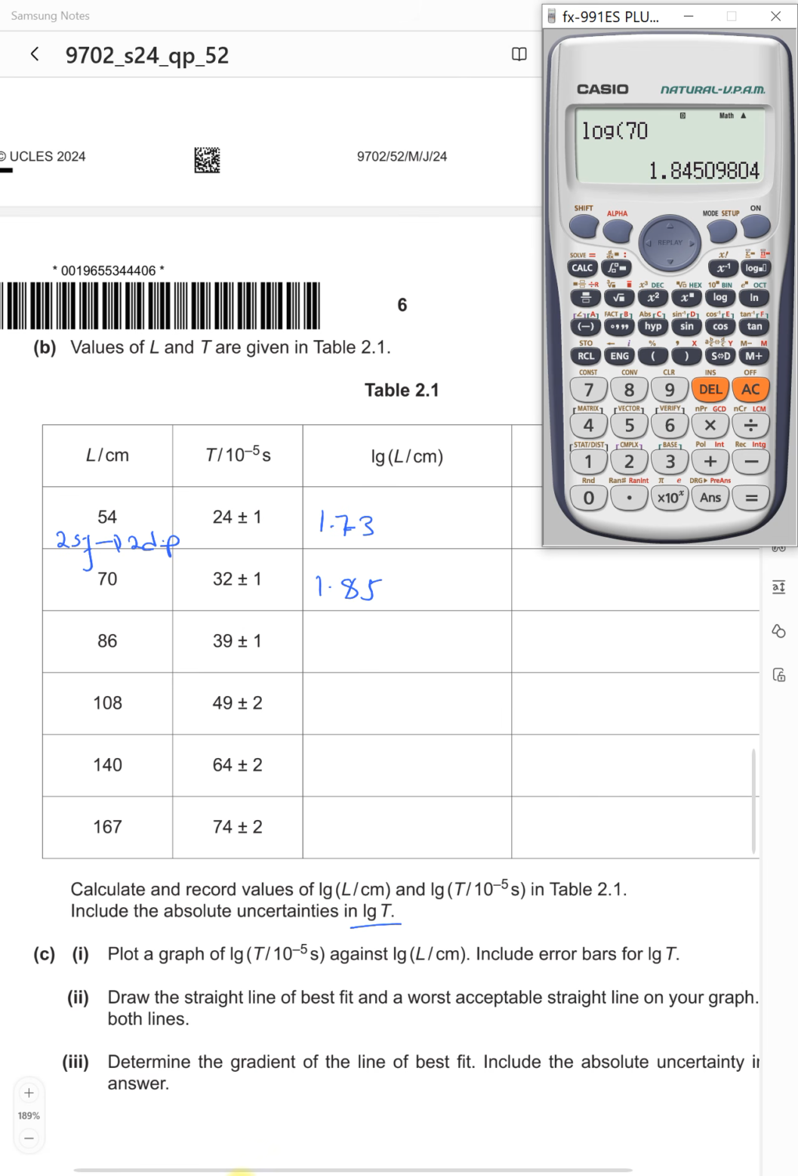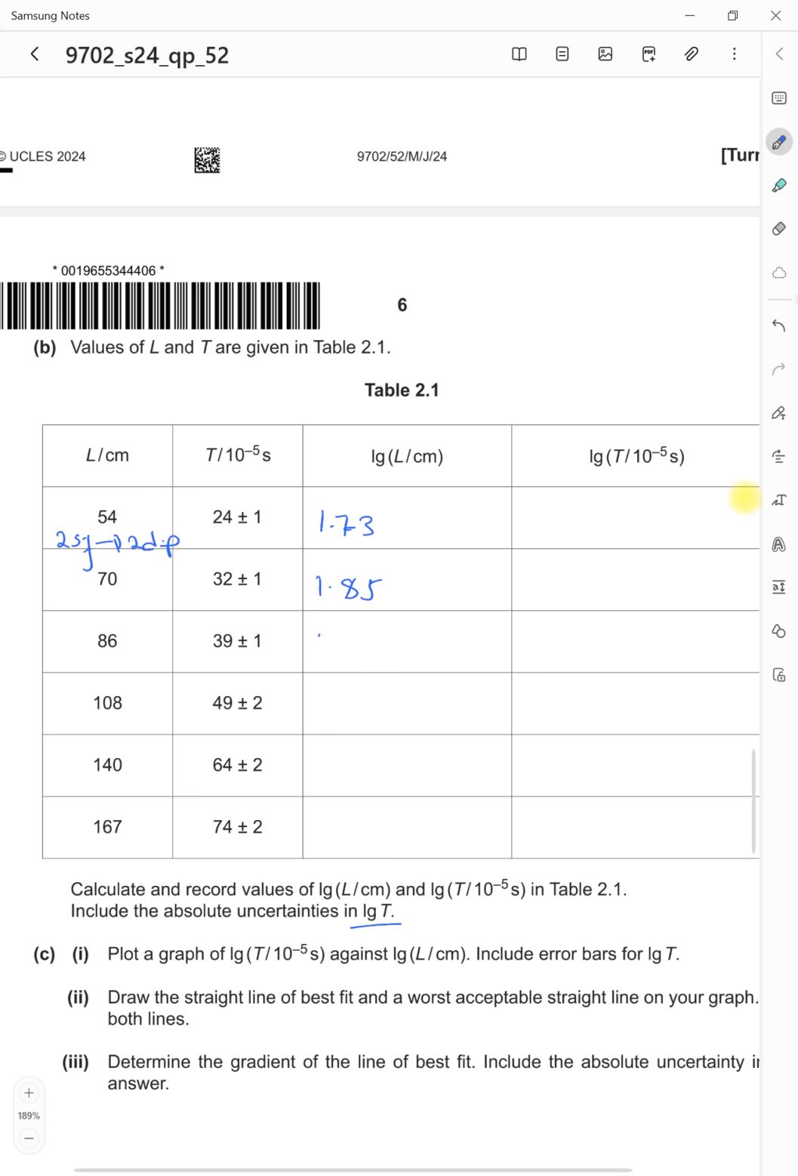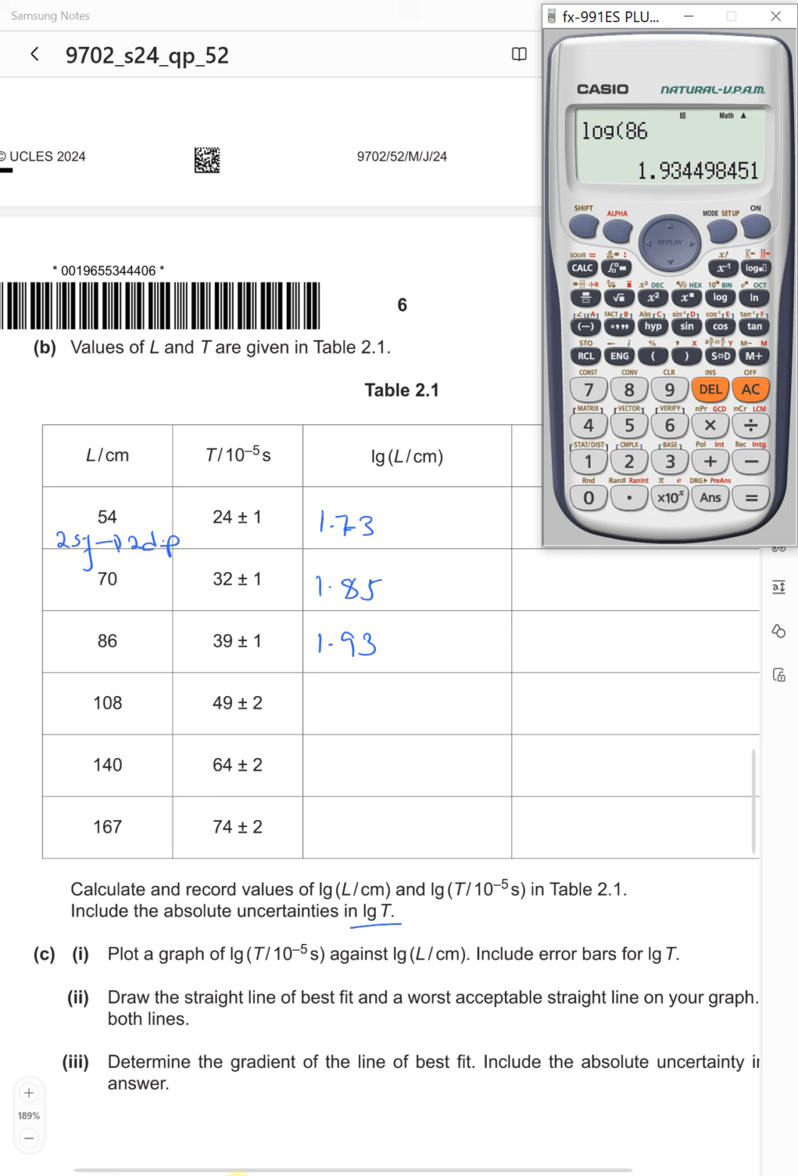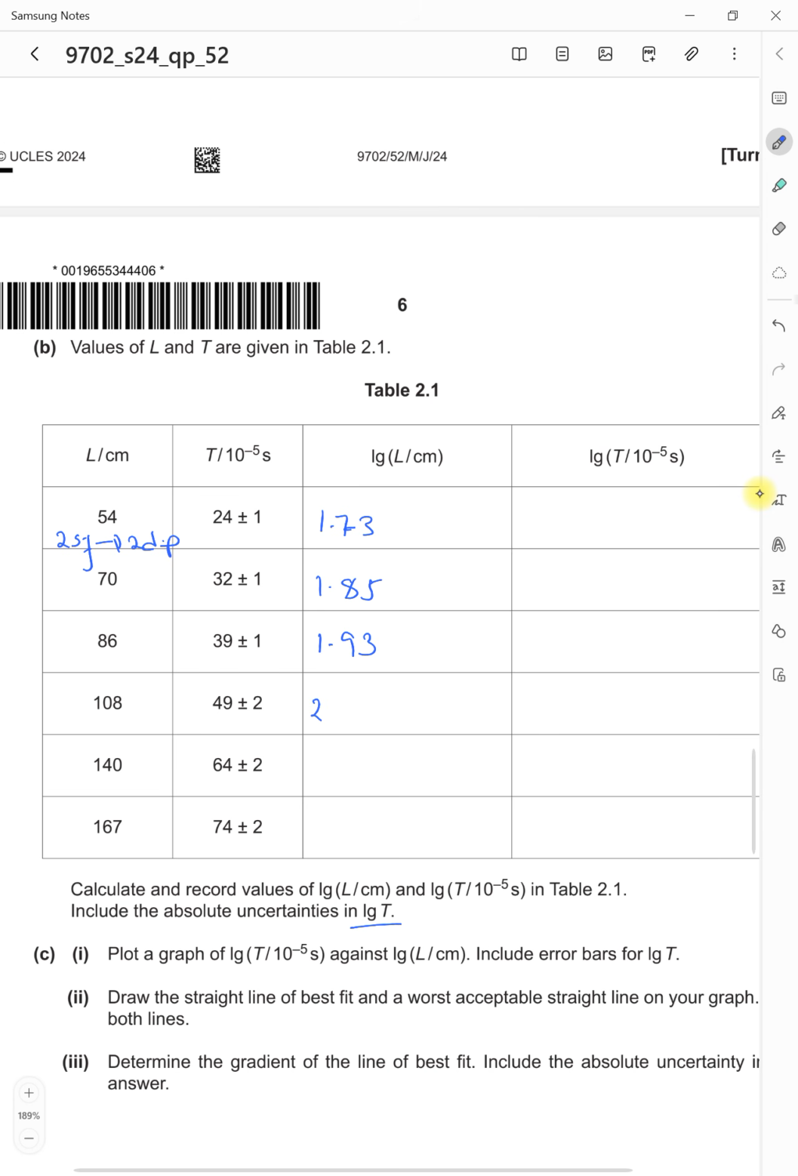Then I will find the log of 86. That's 1.93. Then I will find the log of 108, which is 2.033.